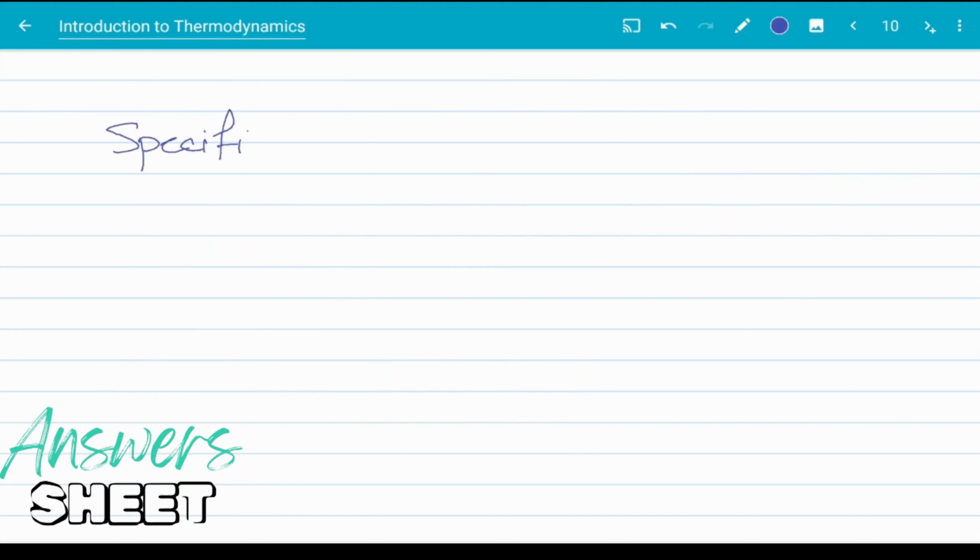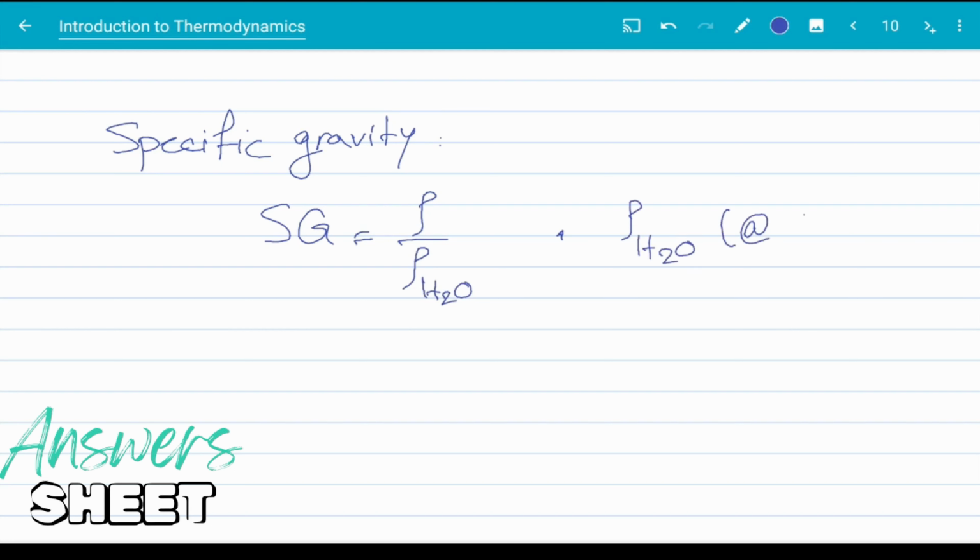There are two more less common forms of representing density: specific gravity and specific weight. Specific gravity, we show it with capital letters Sg, is the ratio of your substance density to the density of pure water at 4 degrees Celsius, which is 1,000 kilograms per meter cubed.